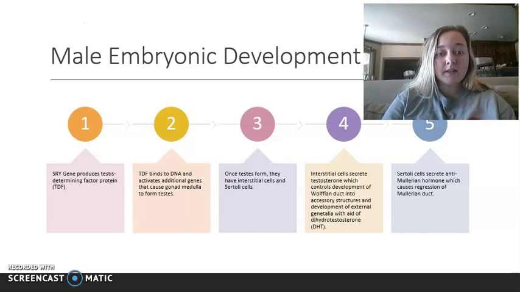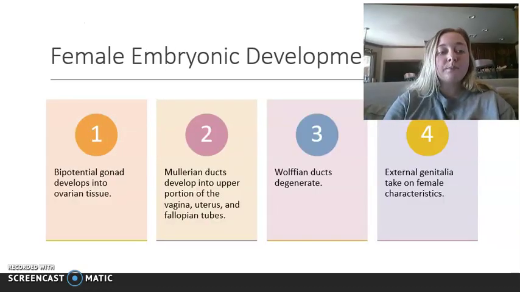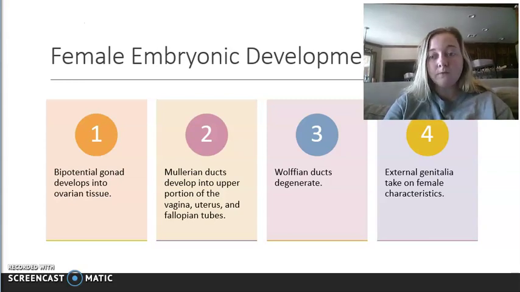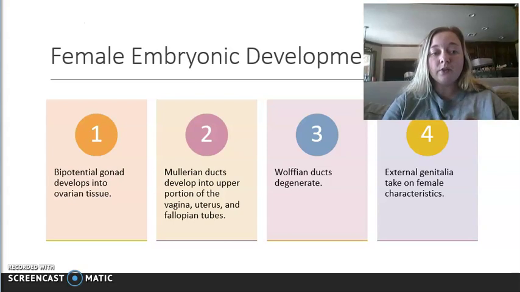The same breakdown can be applied for the female embryonic development. First, the bipotential gonad develops into ovarian tissue due to the absence of the SRY gene. Remember, in females there is no Y gene, only X genes are present. The Mullerian ducts develop into the upper portion of the vagina, uterus, and fallopian tubes, and the Wolffian duct degenerates due to the lack of testosterone. Without the DHT hormone, the external genitalia take on female characteristics.